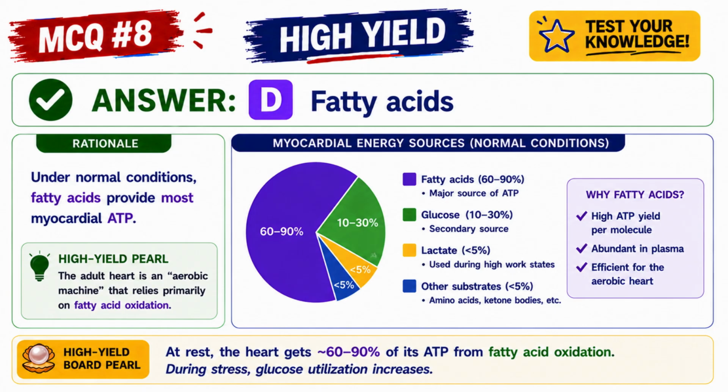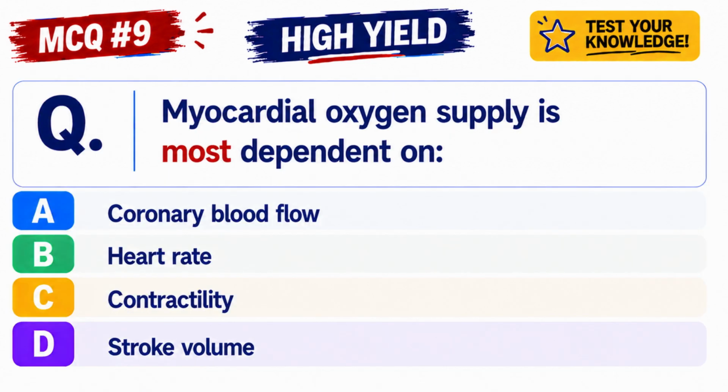This metabolic flexibility is one of the heart's remarkable adaptive features. But the baseline preference, the fuel the heart uses during normal resting conditions, is fatty acids. Board pearl: fatty acids, 60 to 70% of myocardial energy at rest. Glucose increases post-meal. Lactate during exercise. Anaerobic glycolysis during ischemia.